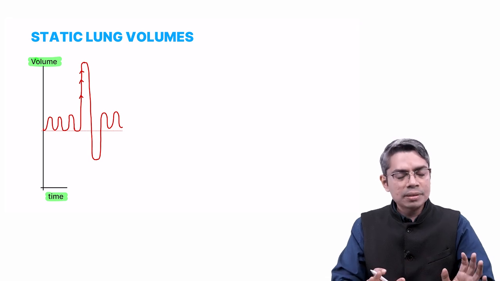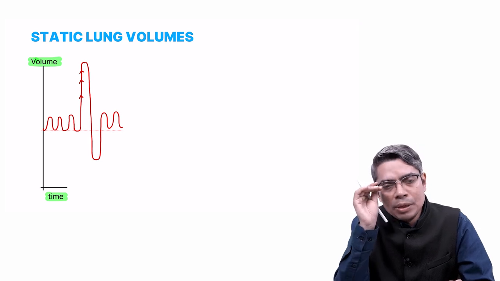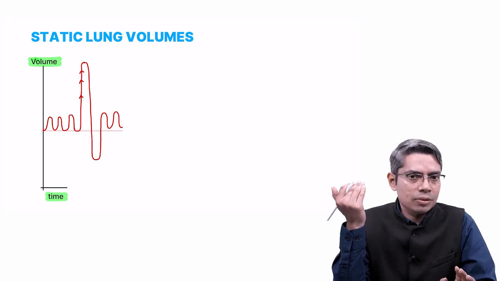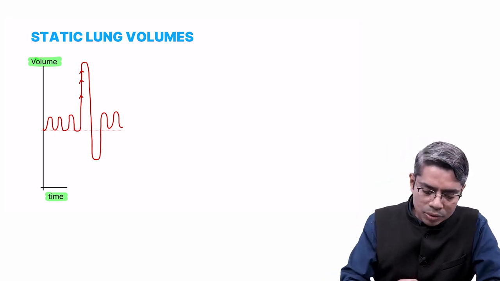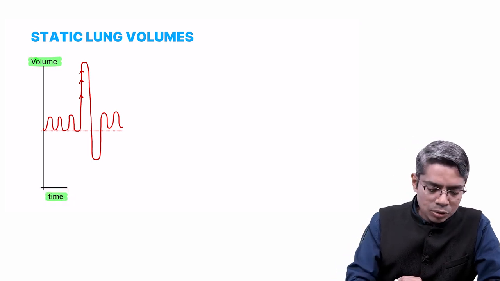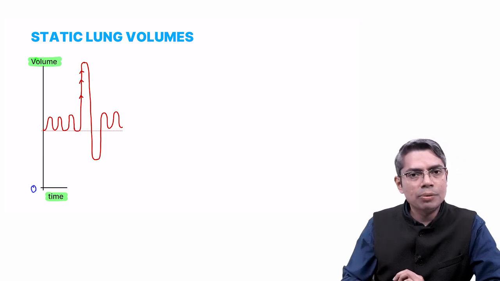Okay. So if this maneuver is done by any subject connected to the spirometer, you are going to record the various static lung volumes and capacities also. So from this recording, what are we going to do? The y-axis, we know, is the volume axis and the x-axis is the time axis. Suppose this volume axis, the y-axis, starts from 0 volume, okay, 0 volume.